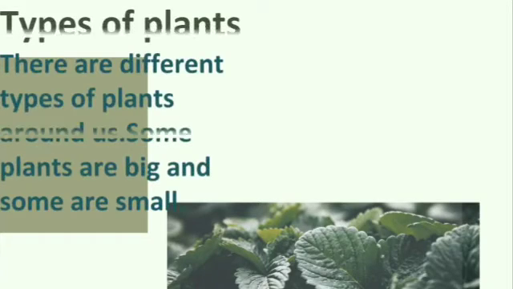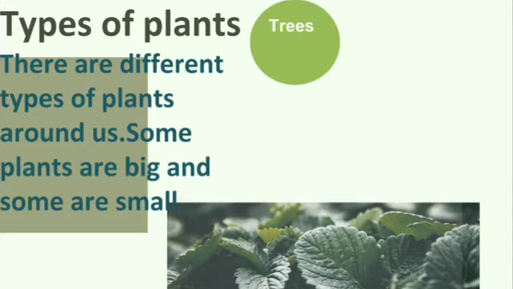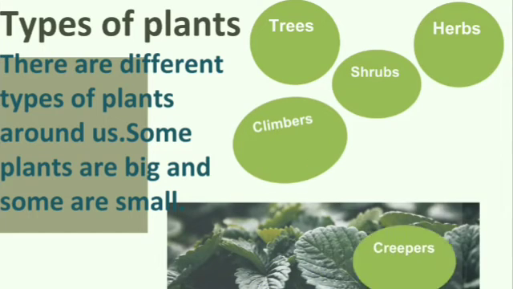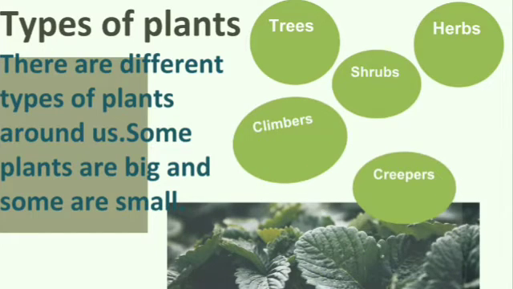Now, let us learn about different types of plants. Students, as you can see around you, there are different types of plants. Some are big, some are small, some are strong, some are weak. The different types of plants are trees, shrubs, herbs, climbers, creepers. Now, let us know what are trees.